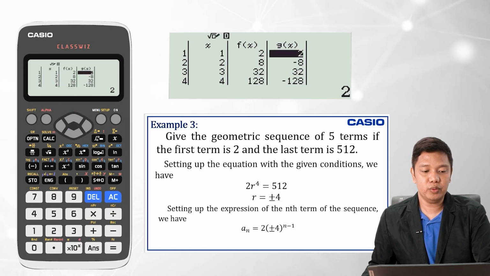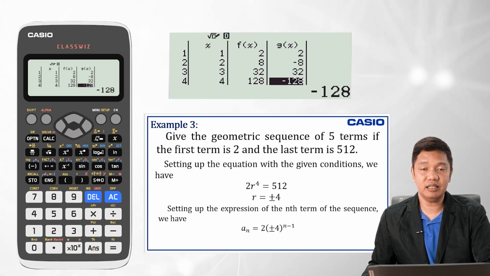For the geometric sequence with negative 4 as the common ratio, we have 2, negative 8, 32, negative 128, and 512. That's it for now.